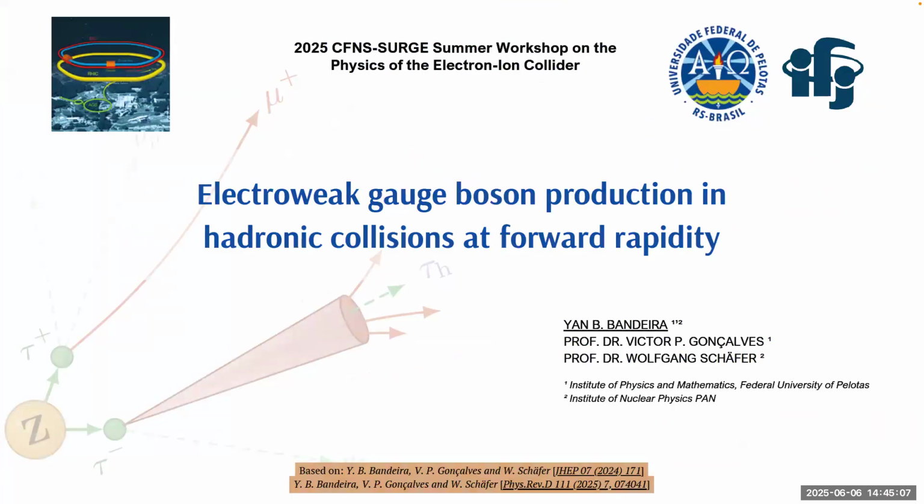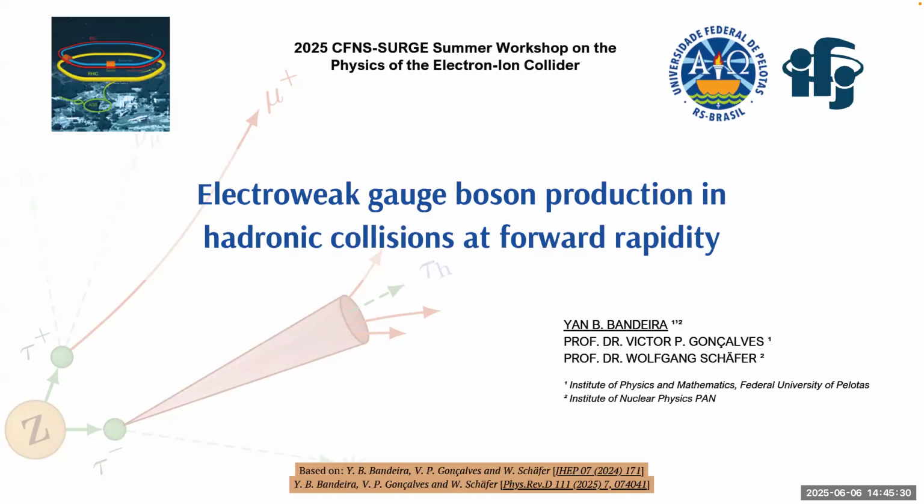Okay, all right. So good afternoon, everybody. And so today we're going to talk about electroweak gauge boson production in hadronic collisions at forward rapidity. So in order to initiate the talk, we must recap a little bit and put in our minds the lecture of Sterman about factorization, and also the last talk about the small-x physics.